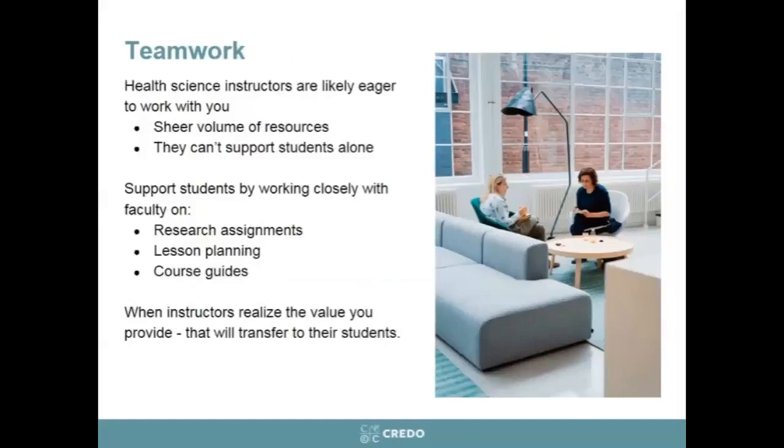So I would say, and this is my own personal anecdote, but I have heard it quite often, that health science instructors, compared to some other disciplines and departments, seem to be more eager to work with the library. And part of it may be because of that team environment that they are used to when they were in clinical practice. And now coming back to academia, they crave that. They don't want to be siloed off.